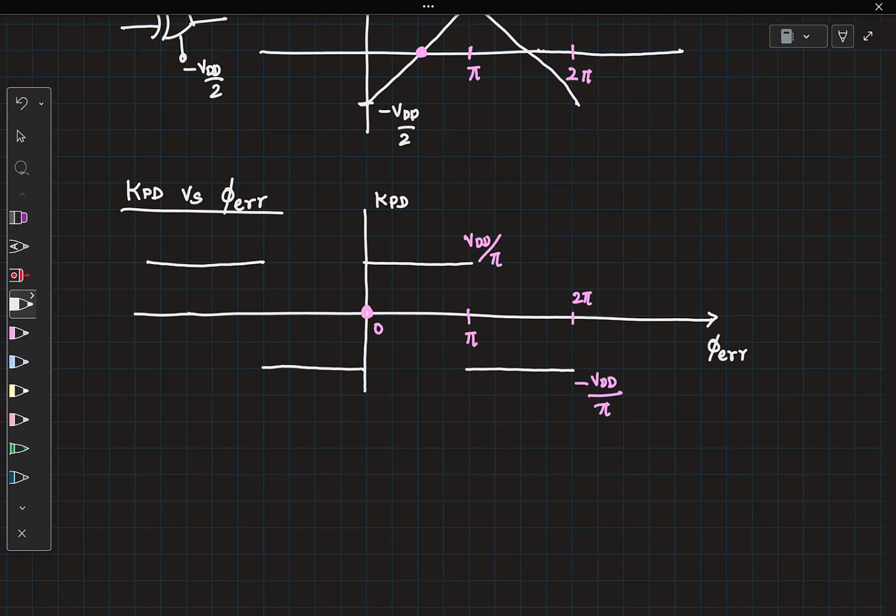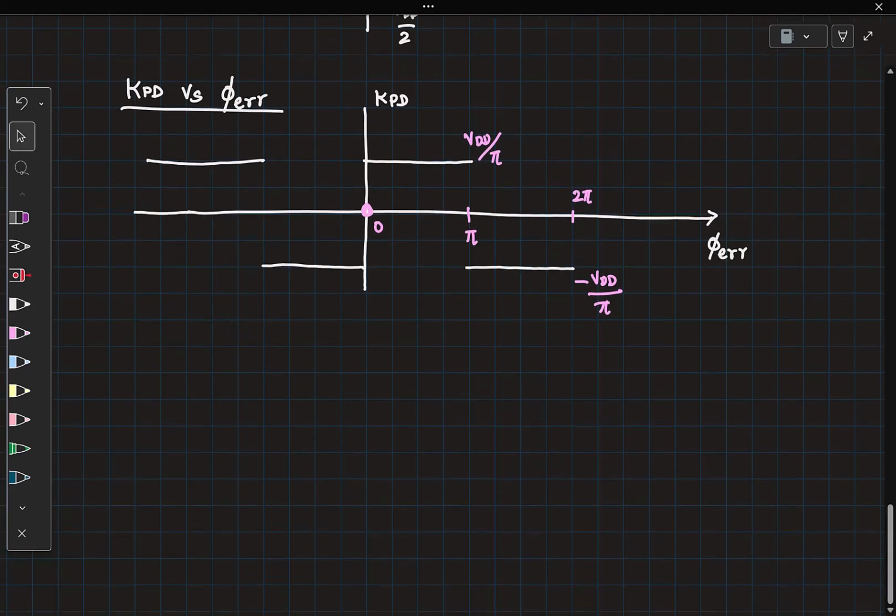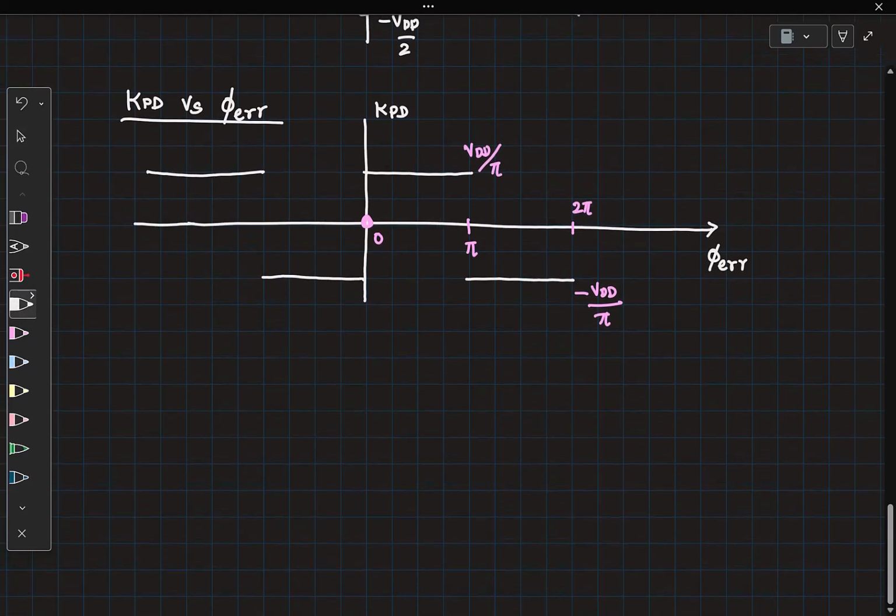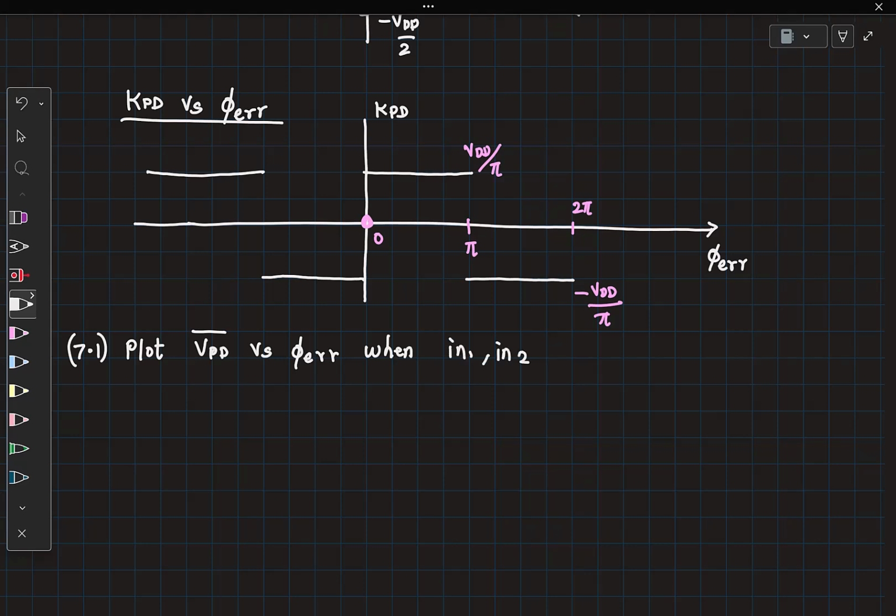So now let me give you some problems to work on. You can try this out as homework. So you have to plot VPD average versus phase error when both in1 and in2 have a pulse width equal to T0 by 4.